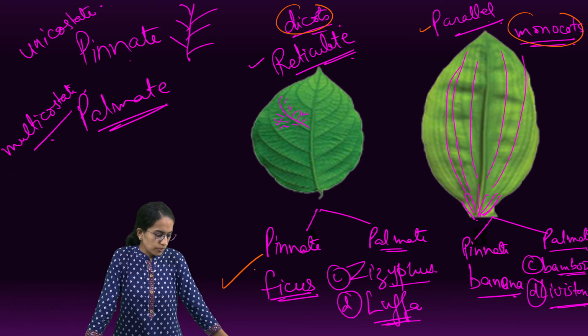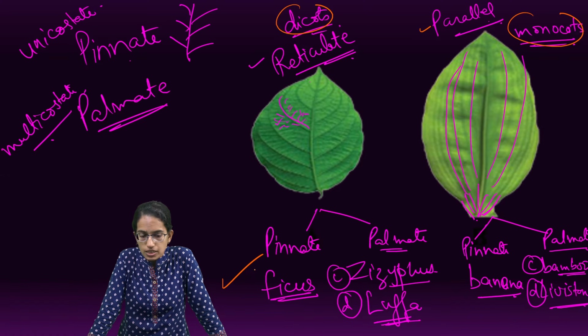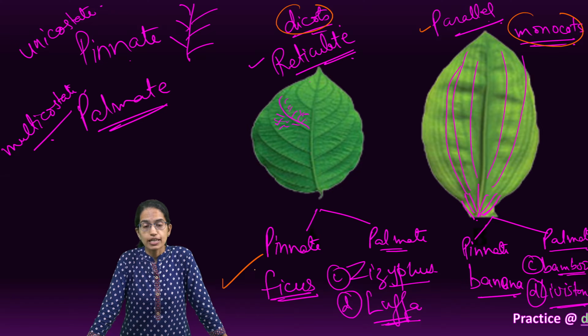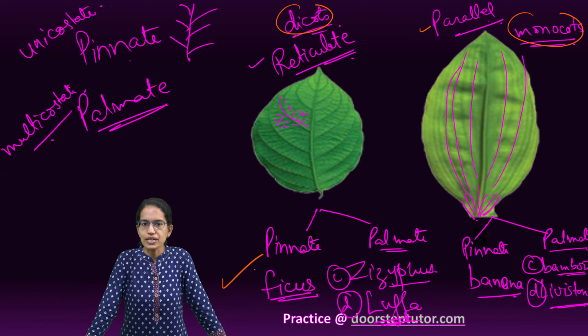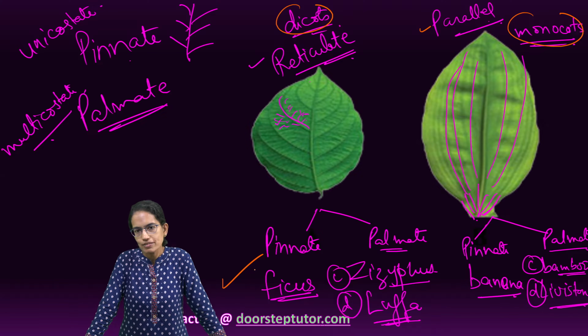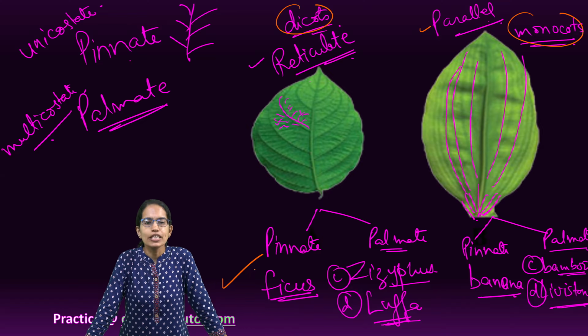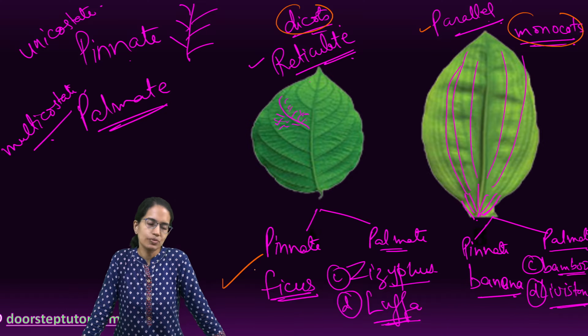So that's one of the common questions. Another common question which is asked is, what is the difference, like exceptions which are there? So that is what we would cover in a separate concept map class. So this was a quick revision of the basics of leaf arrangement, the venations, and parts of leaf.